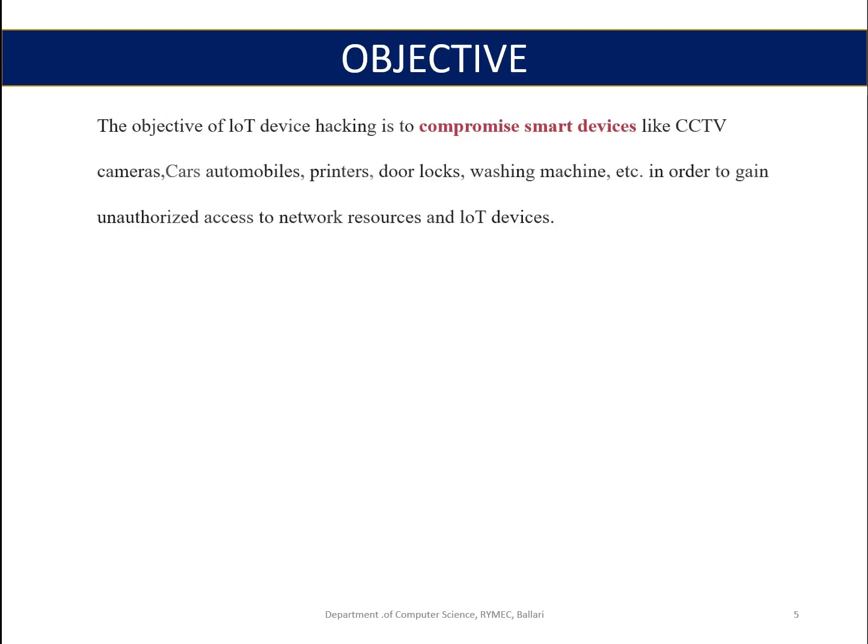Next, the main objective of this topic is how to hack, how to compromise smart devices. Smart devices like cameras, automobiles, printers, door locks, washing machines, and so on, to gain unauthorized access to the network resources and other IoT devices.